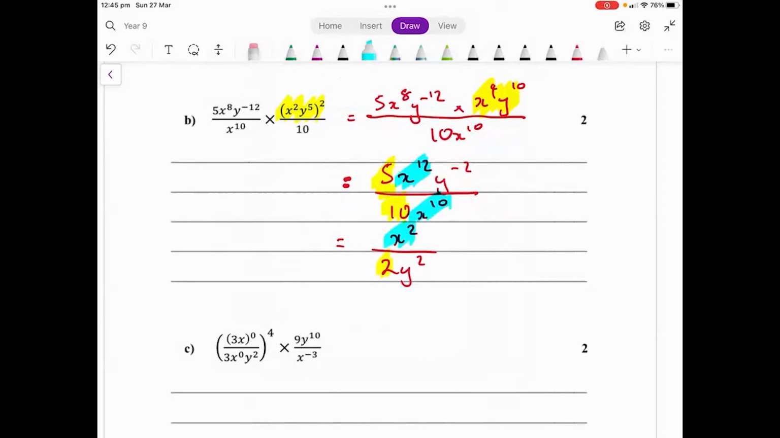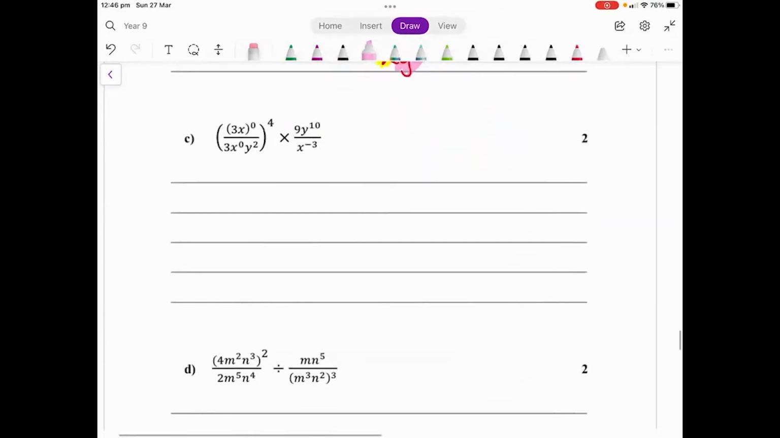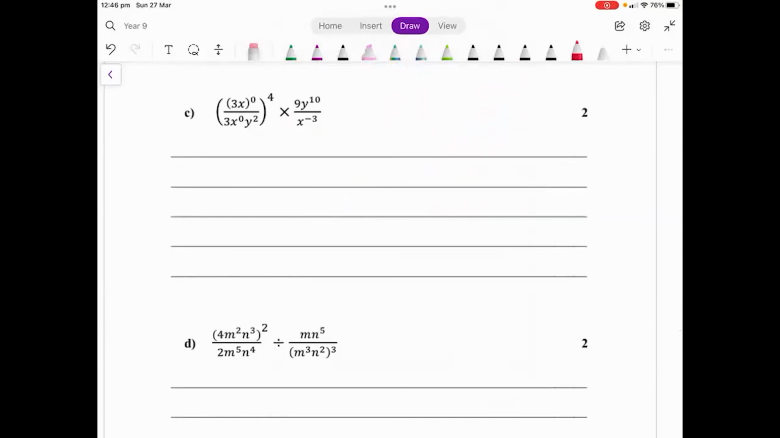For question C, we have a look at that numerator. It's all to the power of 0, so we replace all of that with 1. For the denominator, x to the power of 0, we can get rid of that because that's 1. And we can write that as 1 over 81y to the power of 8, because we need to raise everything to the power of 4.